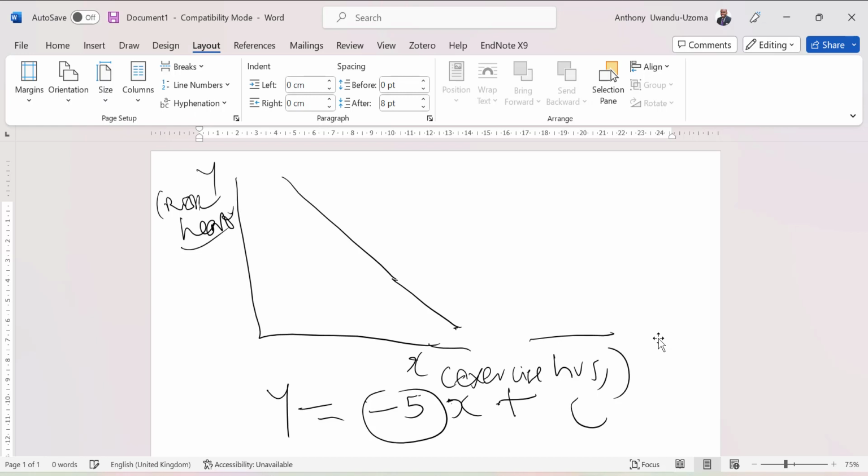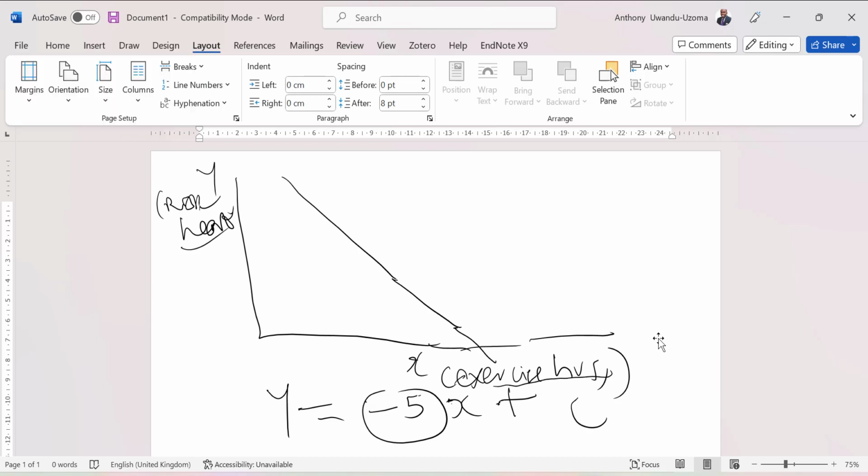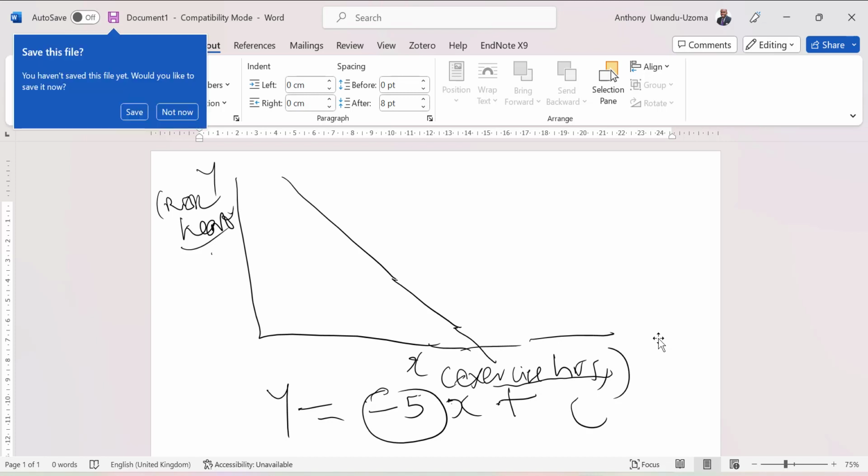C is the intercept, where this thing cuts the line. C is just a number. So our y is the risk of having a heart attack. From here I can see that for every 1 hour increase in the number of hours one exercises, the risk of heart attack reduces by 5 units. So that's how to interpret this.